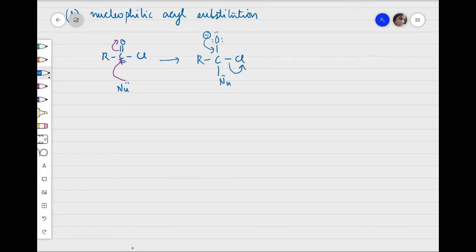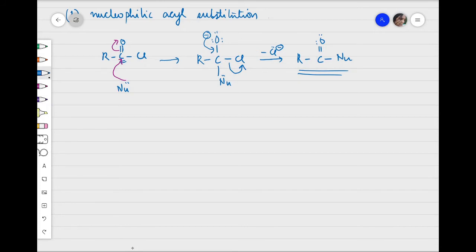Okay, there will be a leaving group. Generally it is the chloride group here. Okay, the leaving group goes, and I get my C double bond O and the nucleophile. Okay, so this is the general scheme.